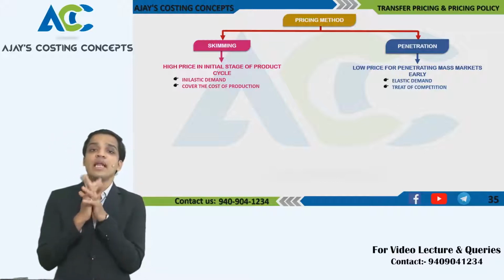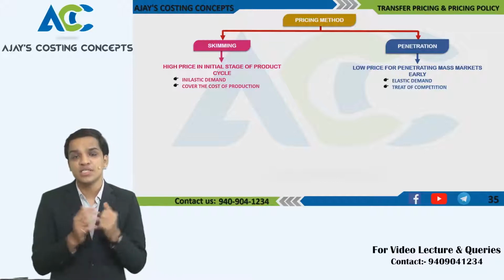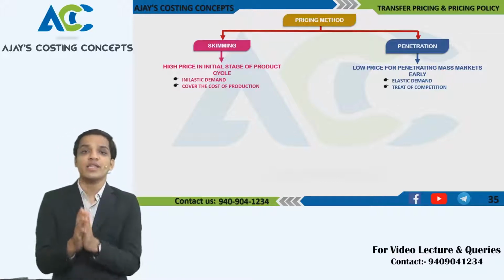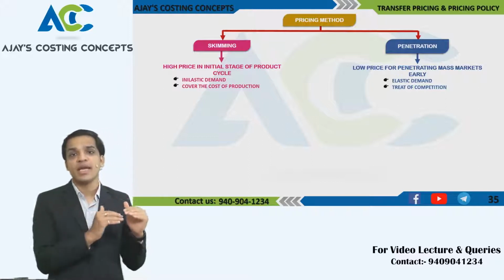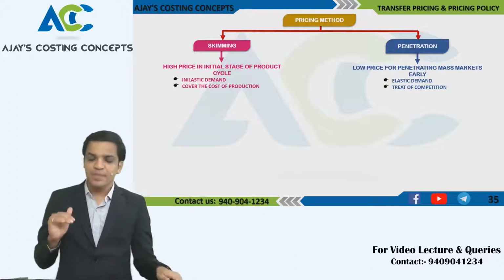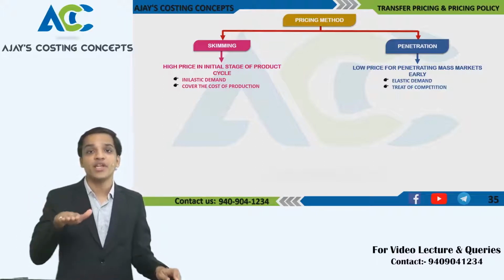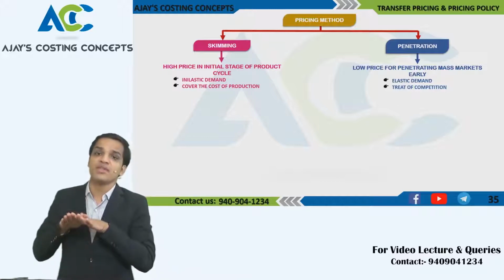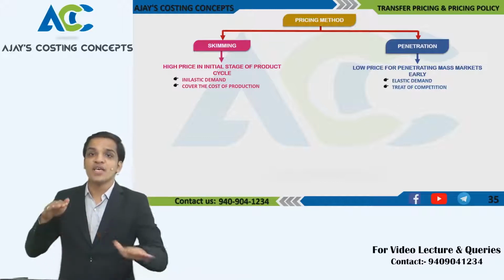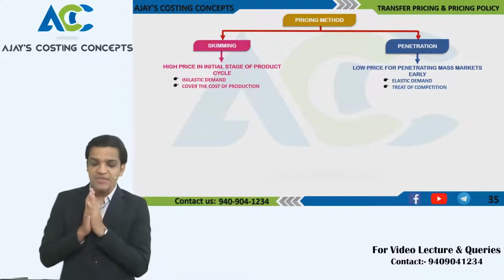First, there would be inelastic demand in the market. Considering the situation, the pricing would be higher in the initial phase, and then it will gradually keep on decreasing. But there is another pricing, which is penetration. We want to enter the market with the lowest price possible. So we keep the lowest price in the early phase so that we penetrate the market. Once we penetrate, we have elastic demand.